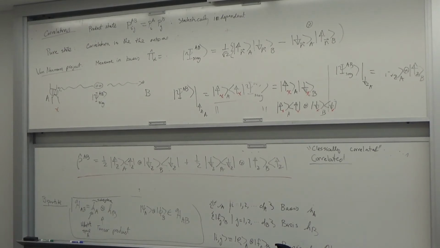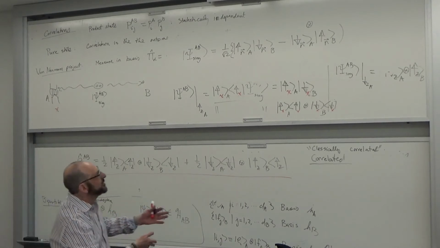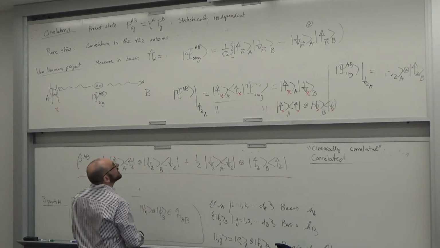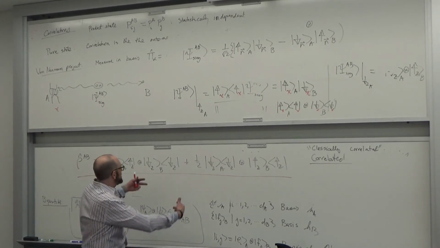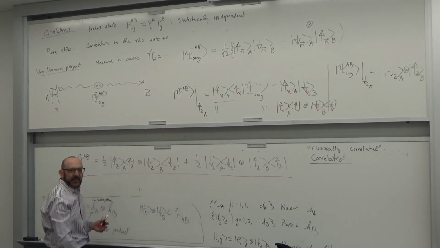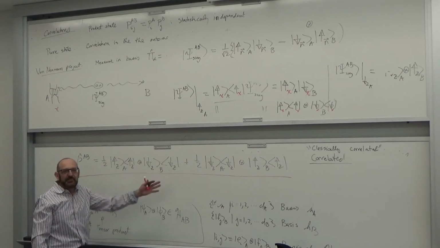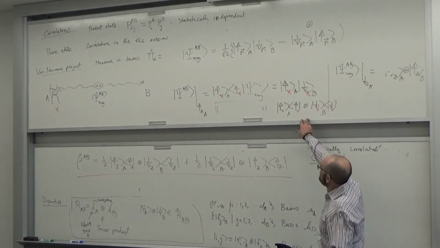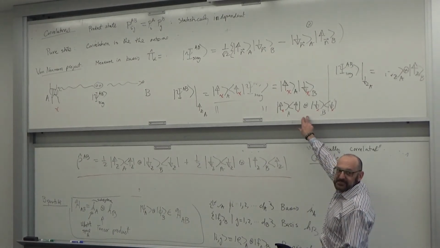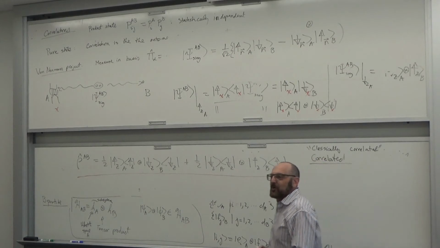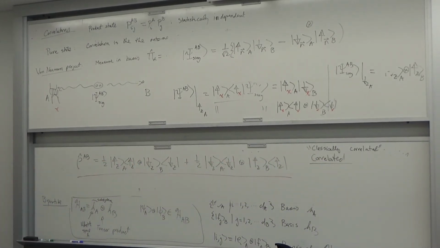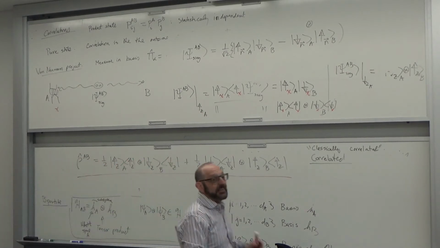Well, you have to use this von Neumann projection. You put the projectors on each side, and that state is going to be some other mixed state. It's not going to be a pure state. So there's something different about quantum correlations versus classical correlations.